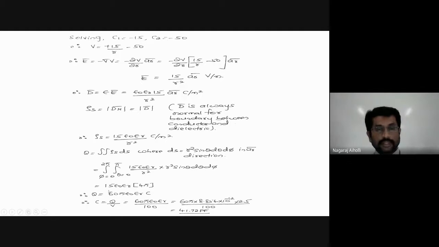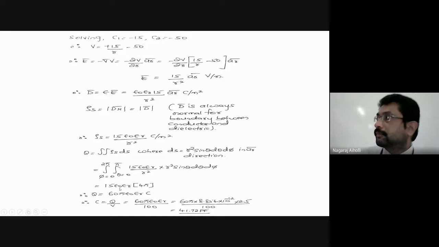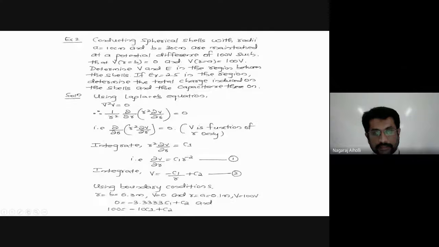So we get totally 15 epsilon naught epsilon r into 4 pi, or Q will be equal to 60 pi epsilon naught epsilon r coulomb. That will be the Q value. C is equal to Q by V. So substitute Q, and V is given: the potential difference between the inner sphere and outer sphere is 100 volts. So it is 60 pi epsilon naught epsilon r divided by 100. Simplifying by substituting epsilon r as 2.5, we get 41.72 picofarad.